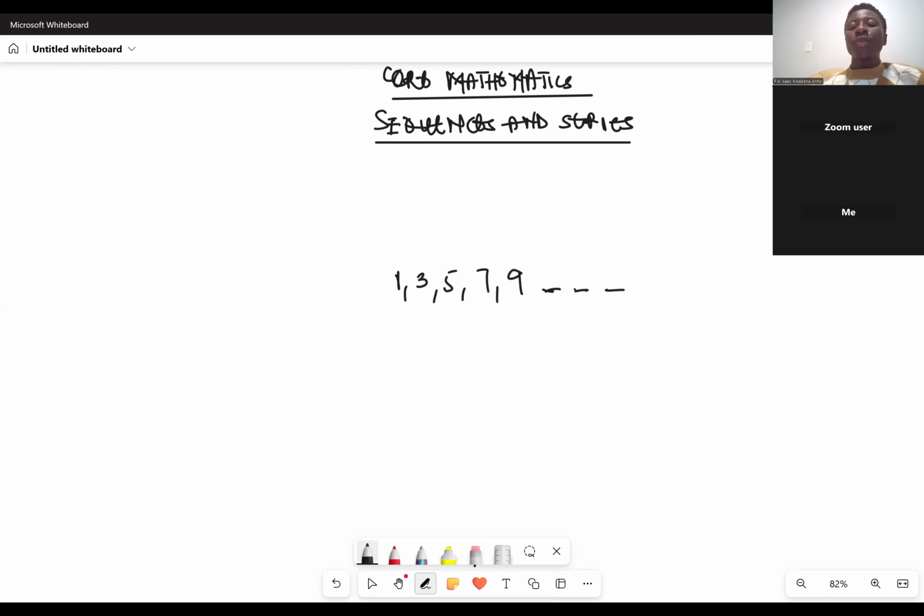So an example is what is written over here. So we have 1, 3, 5, 7, 9. This is a sequence. You can see that it's in a pattern, right? And to get the next term, it looks like you simply have to add what? Two to it, right? To get 3, you add 2 to 1. To get 5, you add 2 to 3. To get 7, you add 2 to 5, like that.